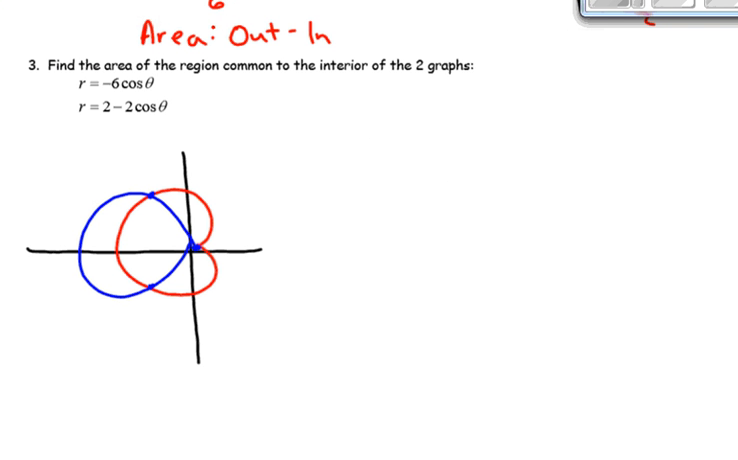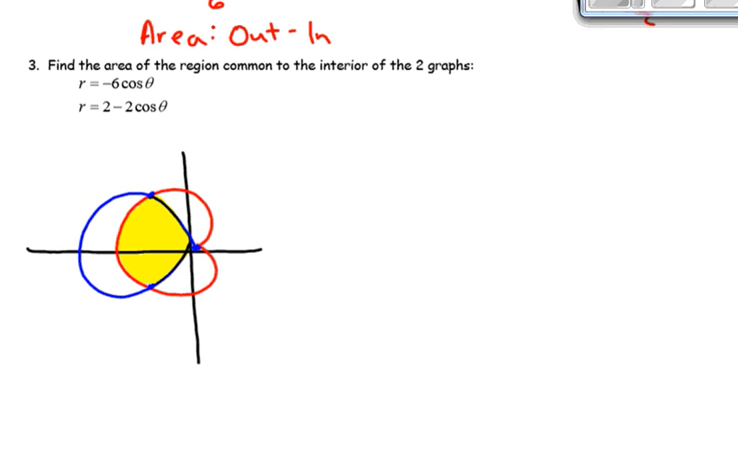Again, I apologize for my very poor drawing, but it gets the point across. Okay, so the red is my cardioid. That's the 2 minus 2 cosine, and the blue is the circle. So what we want to do is find the area of the region common to the interior of the two graphs, which is that yellow area there.